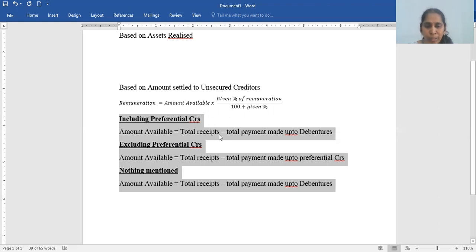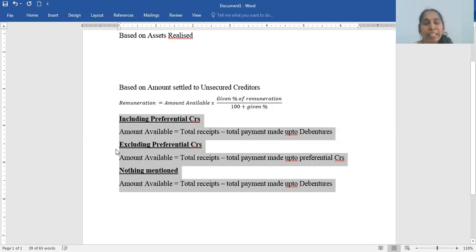Take the total receipts, whatever you have received, the receipt side total, minus the payments made up to debentures. Take all the payments made up to debentures, total them, and subtract from the total receipts, and you will get the amount available. Apply this amount here and calculate the percentage.